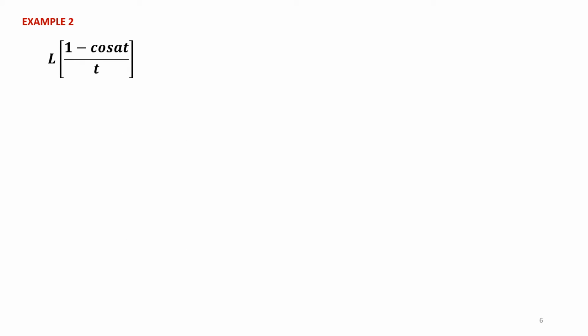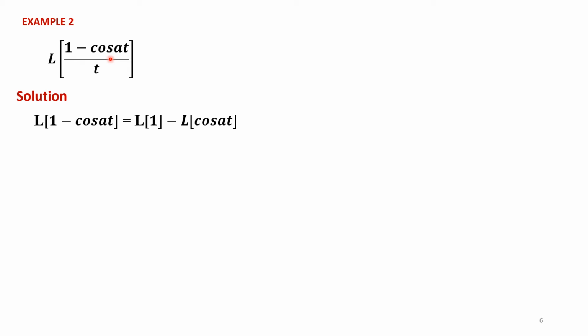Next problem. L of 1 minus cos a t upon t. Again we have upon t, the division by t property. Division by t property means whatever is the function in the numerator, find the Laplace transform of the numerator.